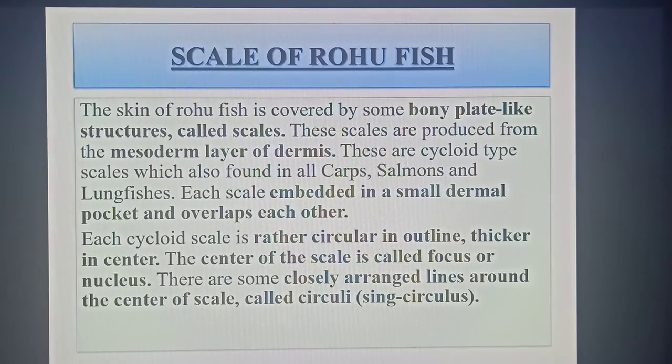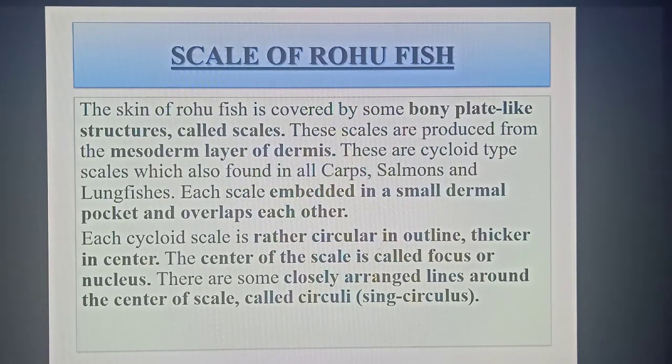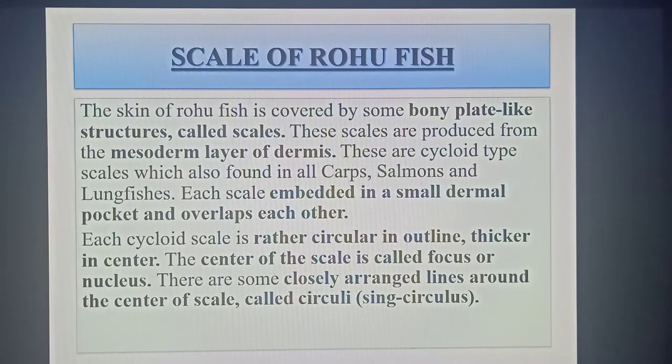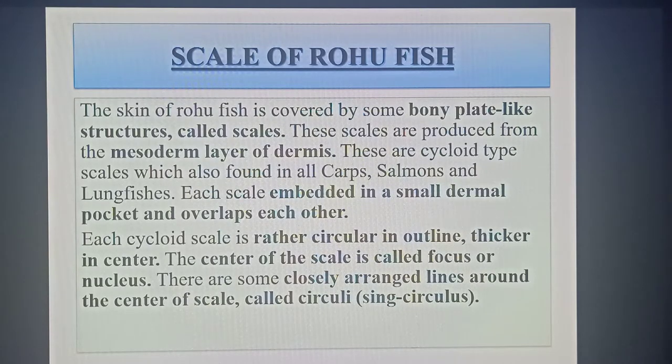Each scale is embedded in a small dermal pocket of the skin and overlaps the others. Each cycloid scale is rather circular in outline and thicker in the center. The center of the scale of roe fish is called focus or nucleus. This is an important question for you. What is focus? The answer is, the center of the cycloid scale of roe fish is called focus.